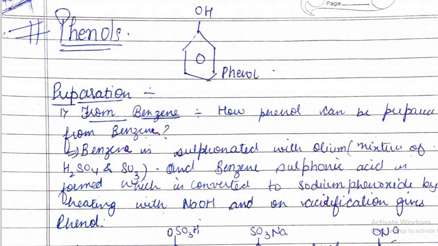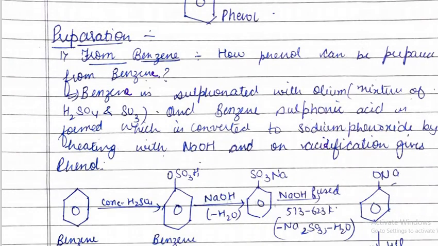In phenols, an OH group is attached to the benzene ring, and we will start with the simplest, that is phenol, in which one OH group is attached to the benzene ring. It is called phenol. And first of all, its preparation. It can be prepared from benzene, and there are many ways by which it can be prepared.